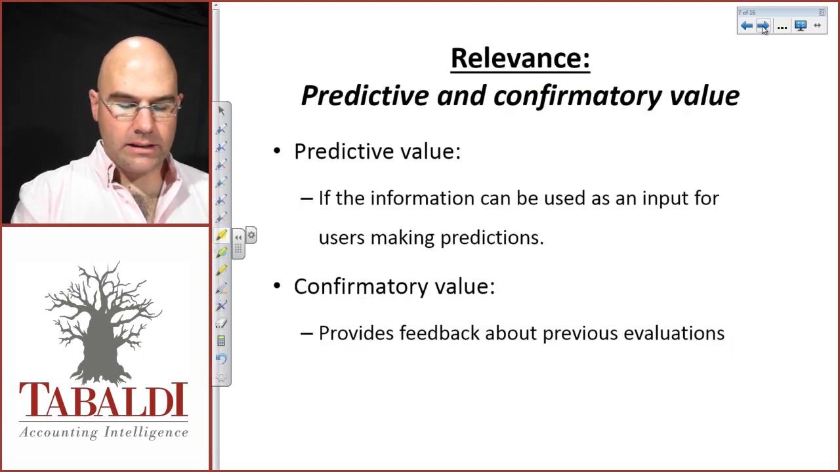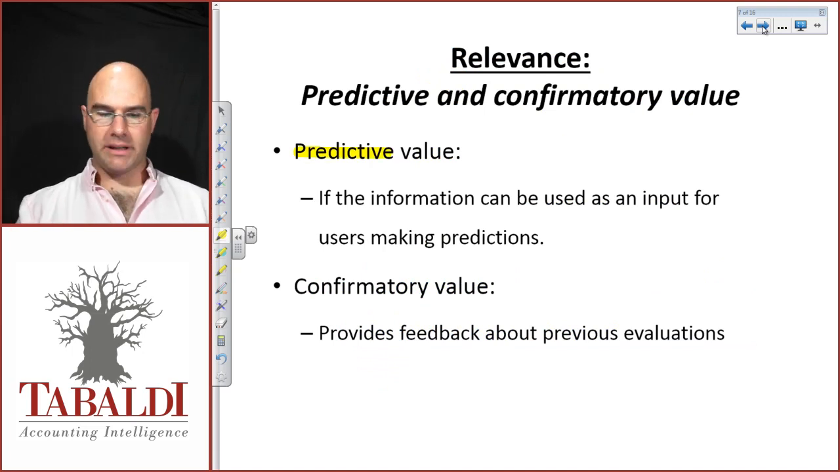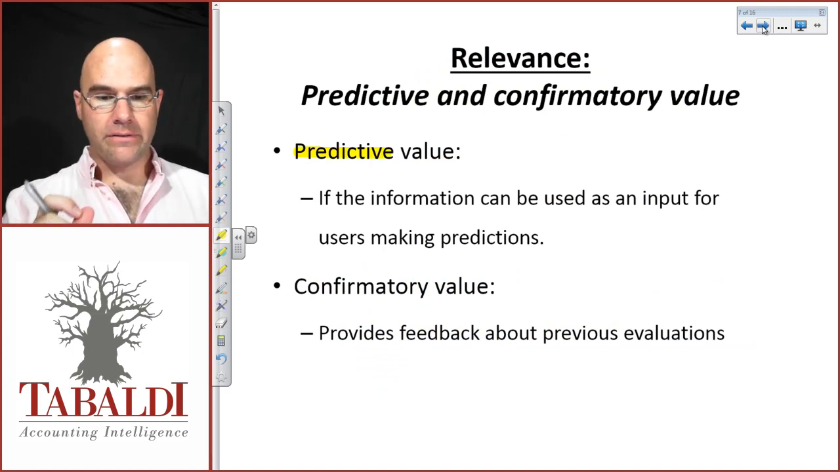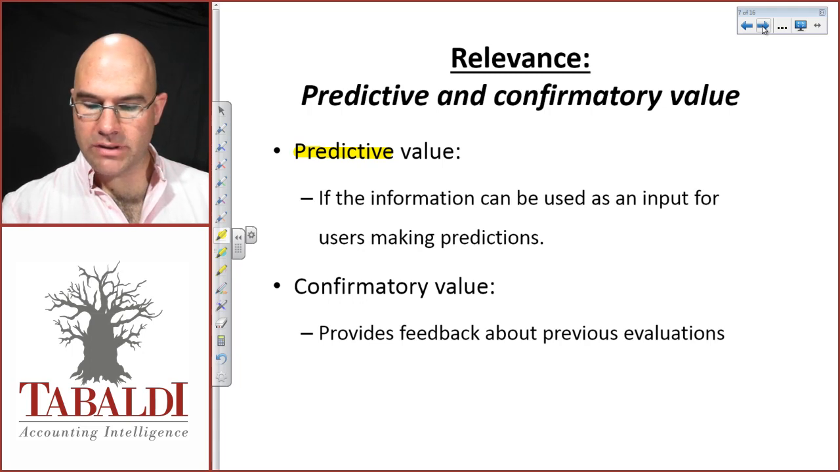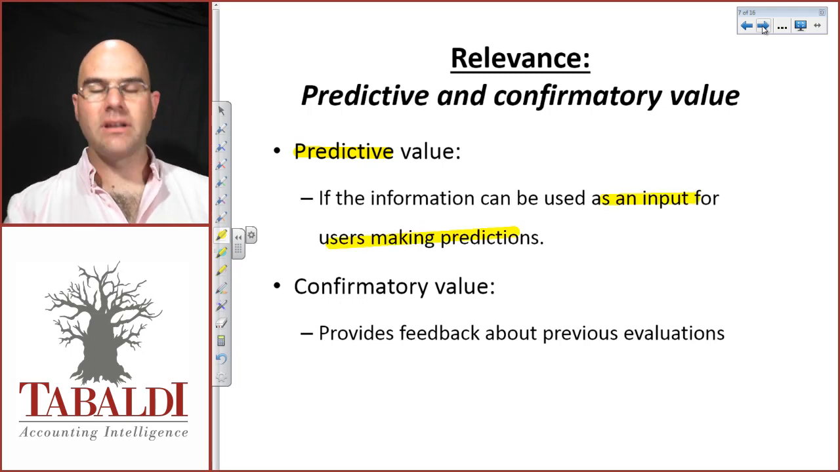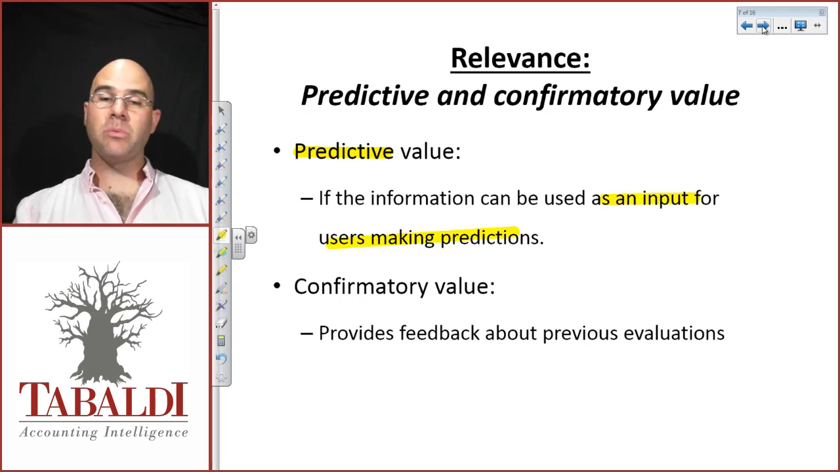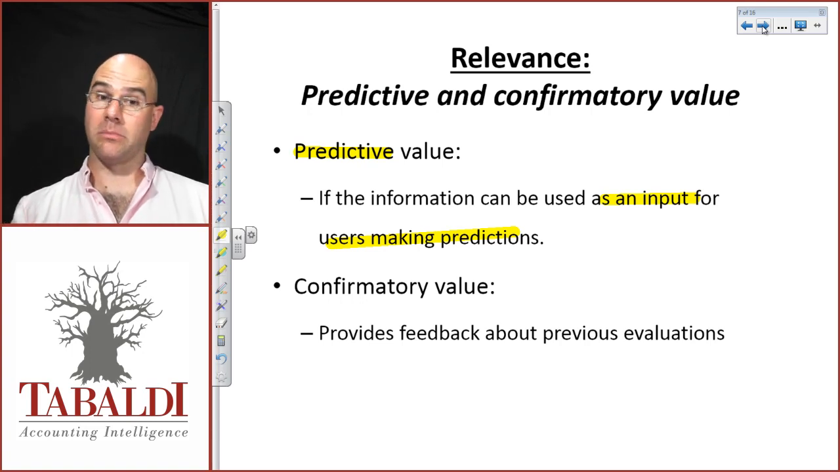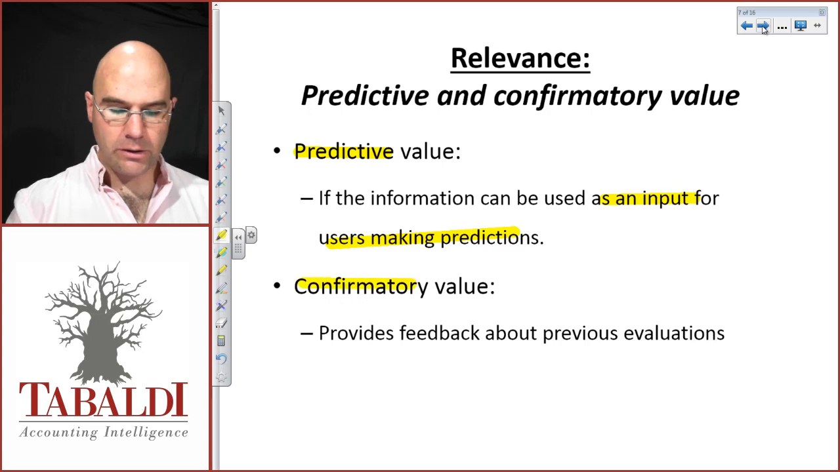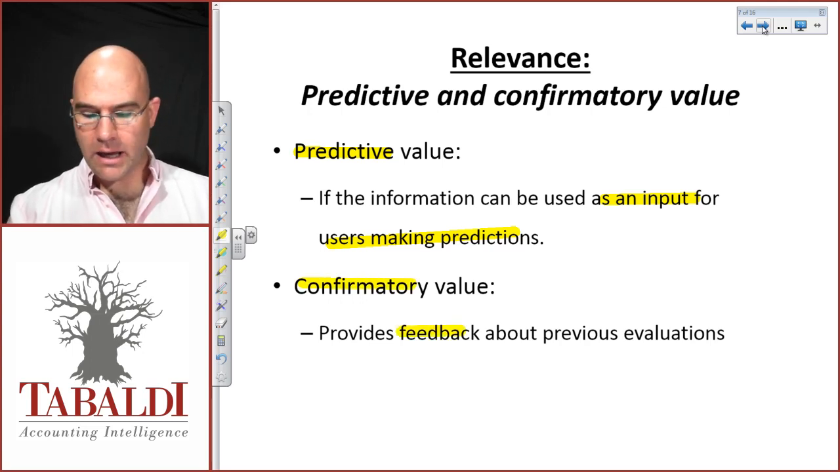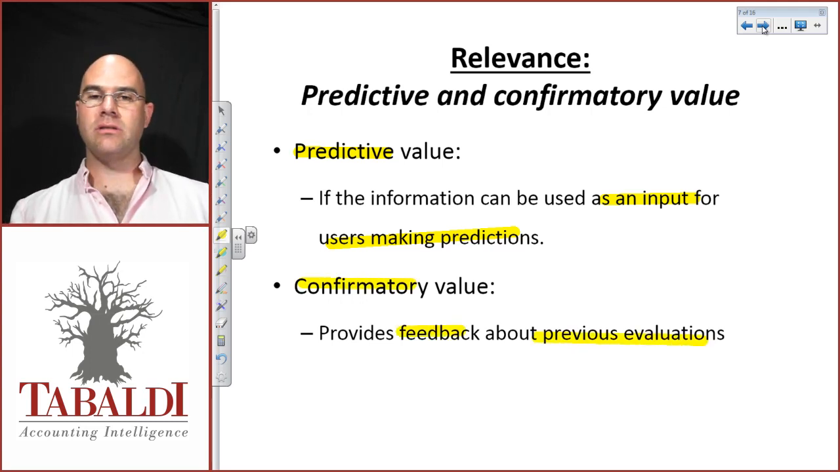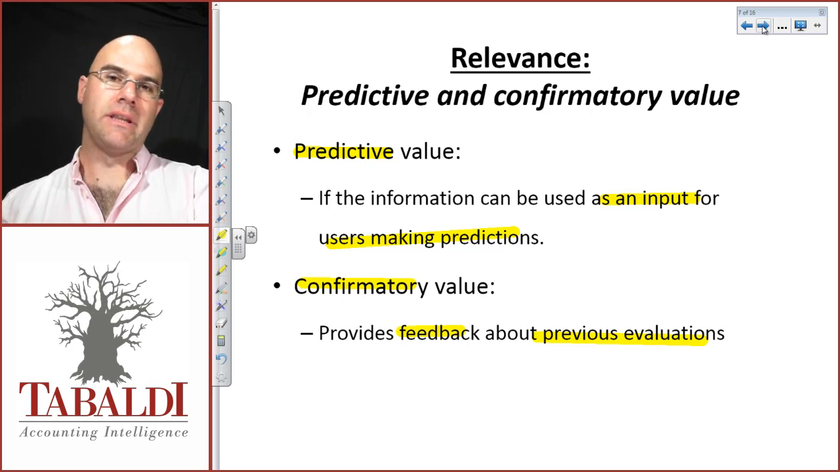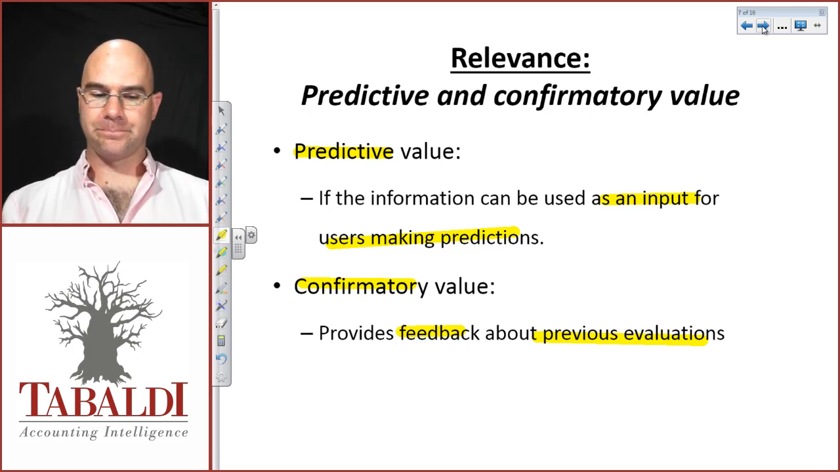So the framework talks about predictive value of information if the information can be used as an input for users making predictions. The biggest one here will be your net profit or some type of earnings figure that will go into a valuation model possibly. Confirmatory value will provide feedback about previous evaluations, which is probably based on predictive values and models.